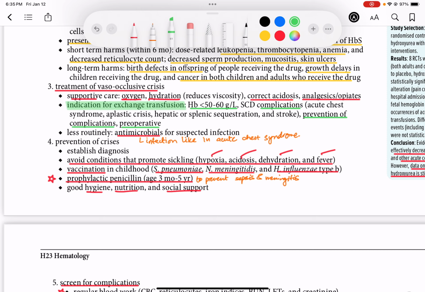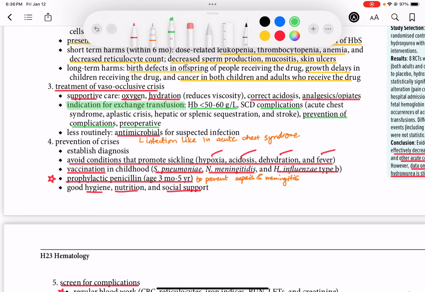You can avoid the conditions that promote sickling. You can avoid hypoxia, acidosis, dehydration, fever. These are the things in our control. We can help ourselves not to get fever, not to get prone to infections, not to be dehydrated, and hypoxia, just like going to higher altitudes or exercising too much at a time. So hypoxia, avoid that, and acidosis too with that. So we have to avoid the conditions so that we can avoid sickling.